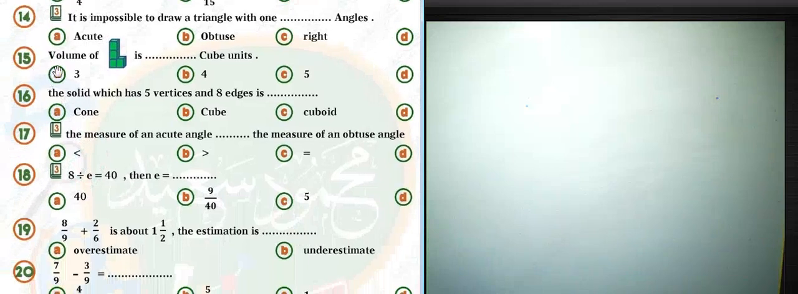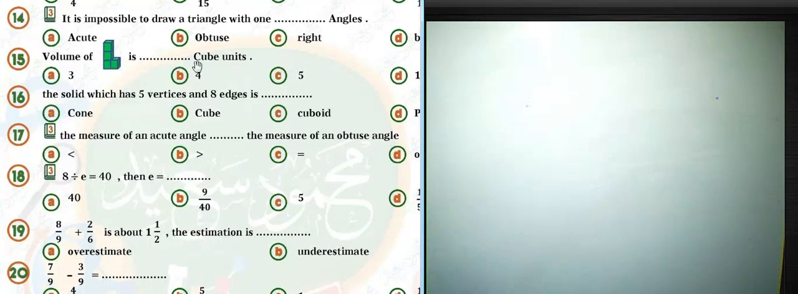Question 15. The volume here is measured in cube units. We can count them: 1, 2, 3, 4. Choose letter B. The volume of this solid, how many cubes? 1, 2, 3, 4. Right, the volume of this solid here is 4 cube units.